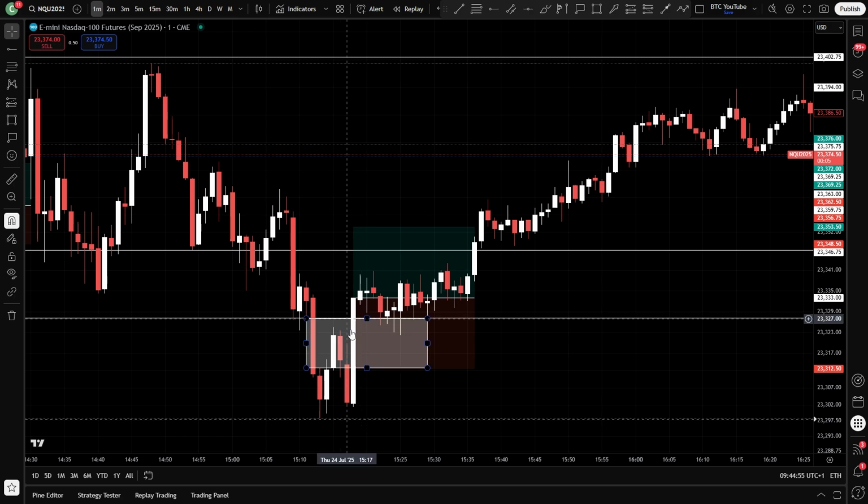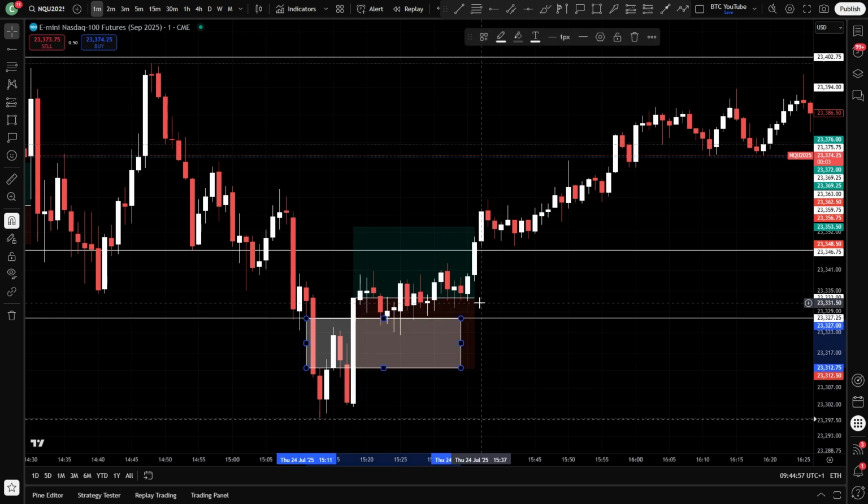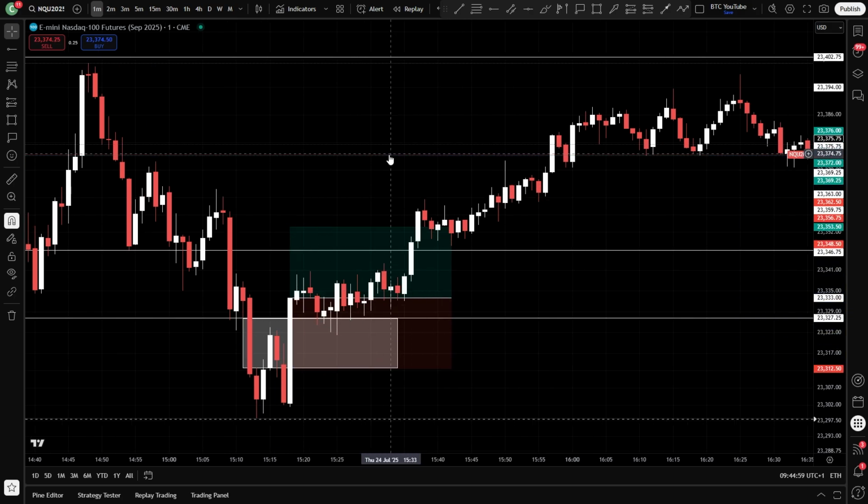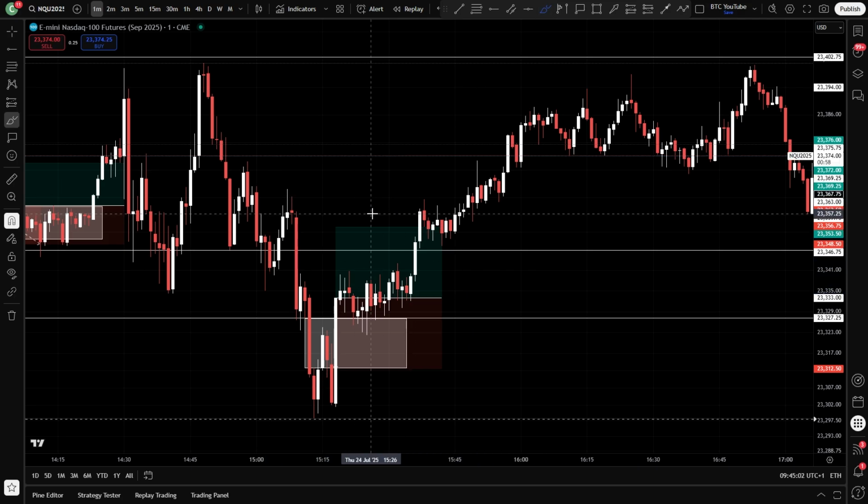Huge momentum. Stop loss below. Take profit at a 1 to 1. Beautiful, beautiful trade. Took a while to play out here. Congratulations if you held this. I actually held this pretty much all the way.